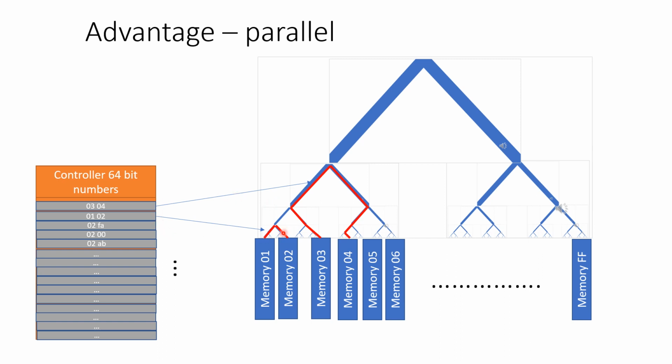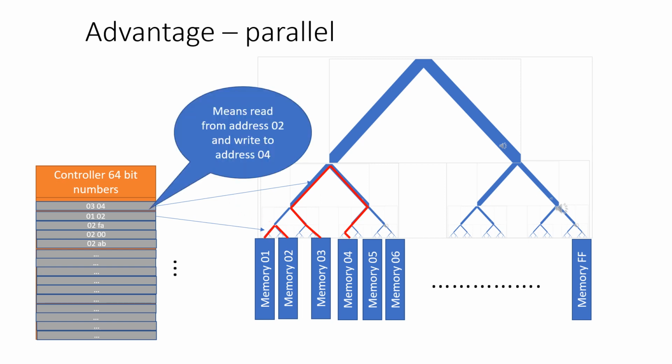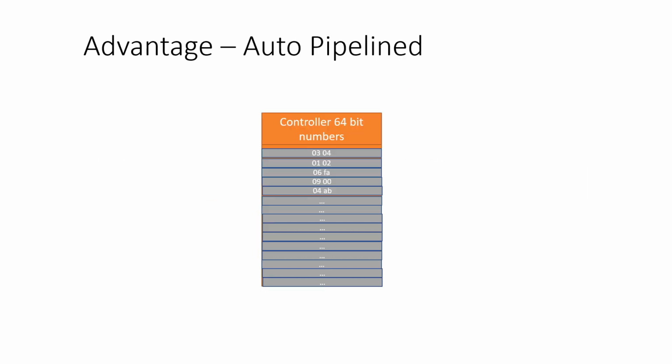And because these two buses aren't touching each other, there's no red line that goes in between, these two things can happen at the same time. So yeah, this one means read at... sorry. Okay. And so the advantage of this thing would be like auto pipeline.